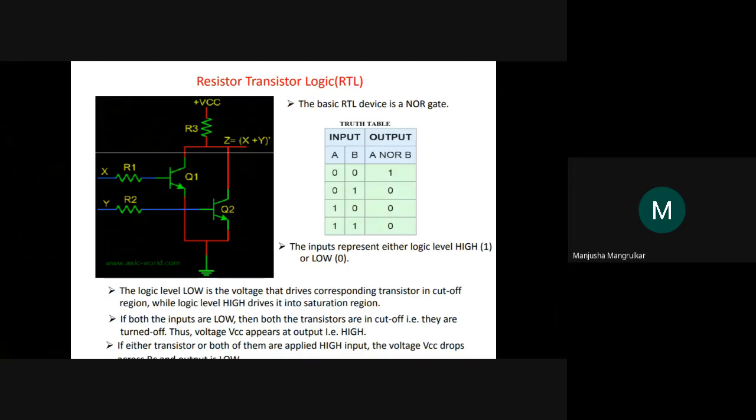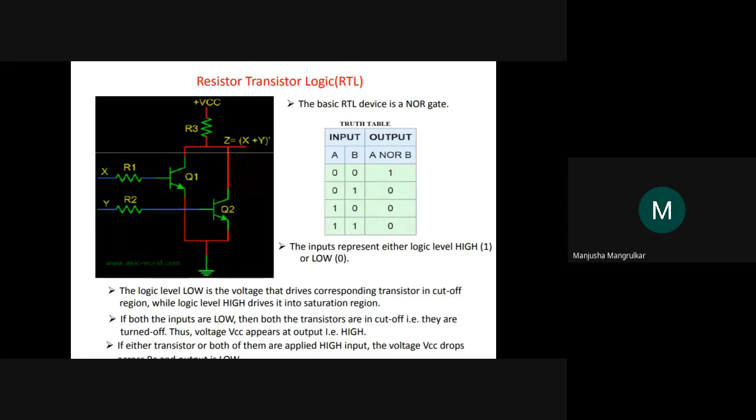Now we'll take the next state, that is 0, 1. If it is a 0, this will be in the cutoff region. And if it is a 1 here, this will be in the saturation region, right? This is open, but your Z is connected to the ground because this is closed. This is in the saturation region. This is in the cutoff region. This will open, but this is closed. So your Z is connected to the ground. So the output is 0.